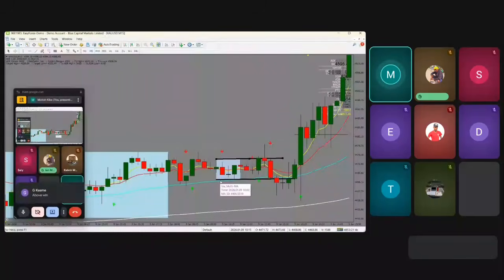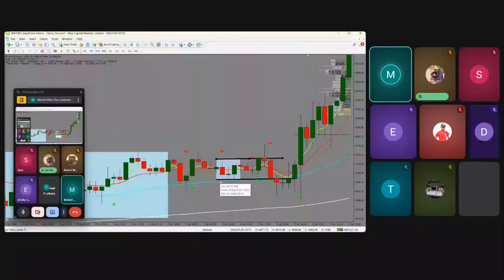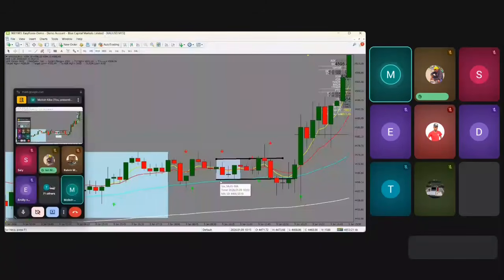Kansime says above win, that is Kansime. Kansime, I see you. Tell me that day, we had two trades. What is liquidity? Liquidity is where money is in the market. I want to talk about that.